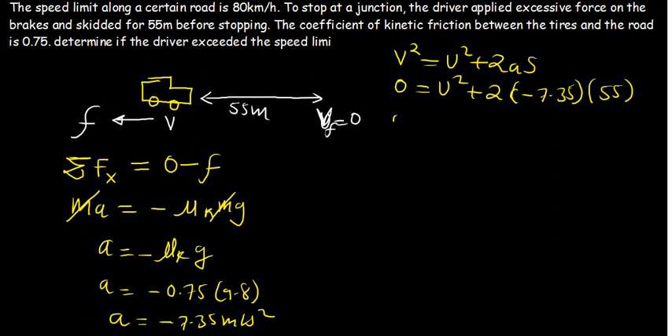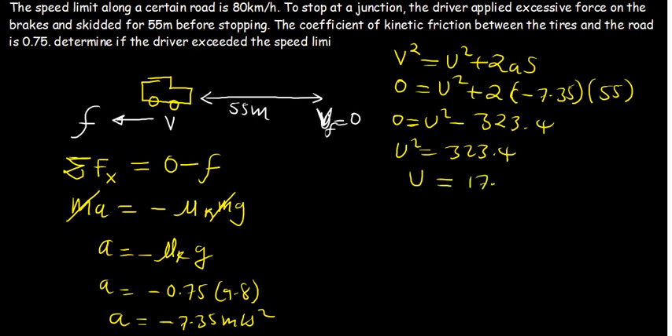If we multiply these terms, we are going to get 2 times negative 7.35 multiplied by 55. It is going to give us 323.4. Take it the other side. So u squared is going to remain alone here, and then this is going to become positive 323.4. Square root both sides, u is going to give you 17.97. This is in meters per second.